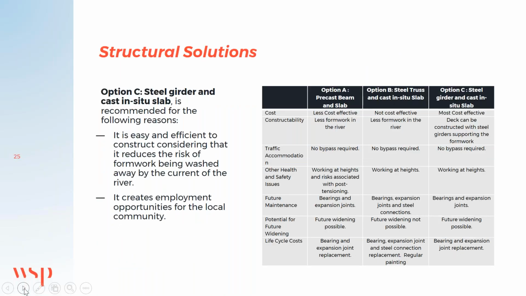Now, those options were all taken together and collected in a table, as you can see. The options were compared. We looked at cost, constructability, traffic accommodation, health and safety issues, future maintenance, potential for future widening, as well as life cycle costs. In the end, we came to a decision that option C was the best recommended option because it was easy and efficient to construct, considering that it reduces the risk of formwork being washed away by the river current, and also the fact that it creates employment opportunities.